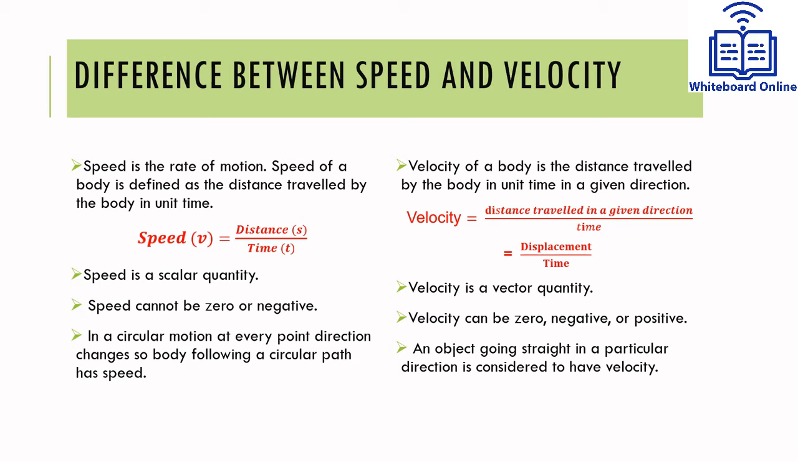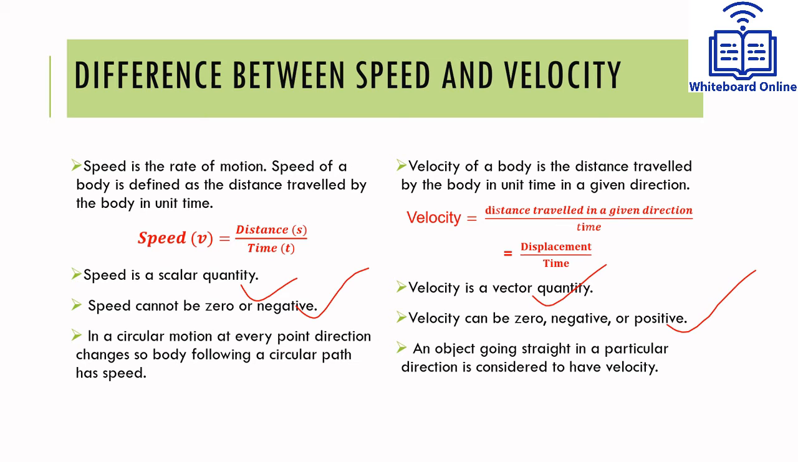Students, here are a few points that will clearly differentiate between speed and velocity. First is the definition. Speed is the rate of motion and is defined as distance divided by time. Similarly, velocity is displacement divided by time, or distance traveled in a given direction divided by time. Second, speed is a scalar quantity, velocity is a vector quantity. Third difference is speed cannot be 0 or negative, velocity can be 0, negative or positive.